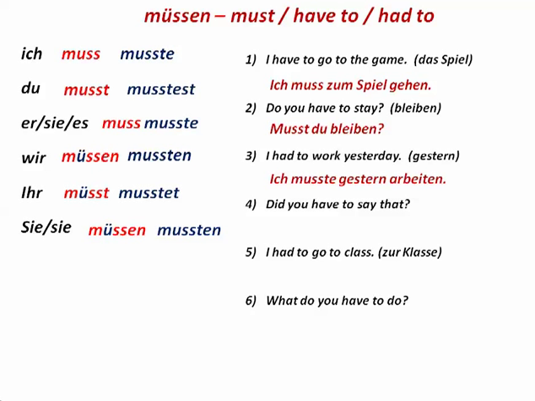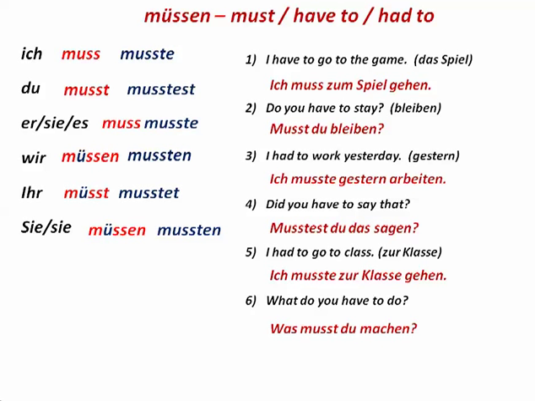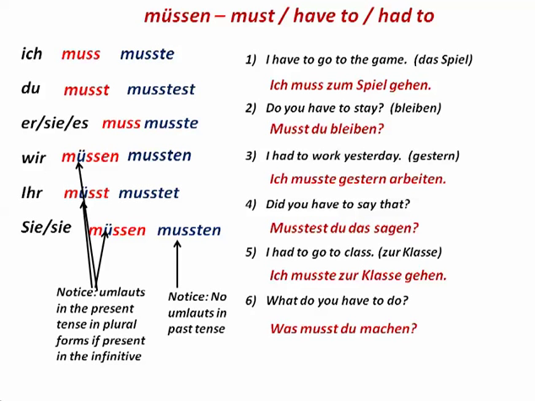Did you have to say that? Remember, I told you that when you see did and you're translating, that's an indication of the past tense. So, musstest du das sagen? I had to go to class. Ich musste zur Klasse gehen. And then what do you have to do? Was musst du machen? Okay? And as I pointed out, in the past tense of these modal verbs, you will not have any umlauts. However, if the verb had umlauts in the infinitive form, as this one does, it will come back here in the last three forms of the conjugations in the present tense.